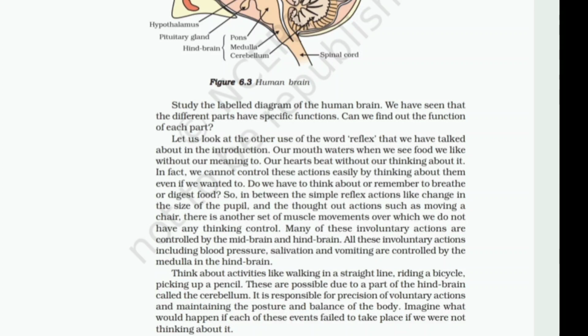Many of these involuntary actions are controlled by the midbrain and hindbrain. All these involuntary actions, including blood pressure, salivation, and vomiting, are controlled by the medulla in the hindbrain. Think about activities like walking in a straight line, riding a bicycle, picking up a pencil. These are possible due to a part of the hindbrain called the cerebellum. It is responsible for precision of voluntary actions and maintaining the posture and balance of the body. Imagine what would happen if each of these events failed to take place if we were not thinking about it.